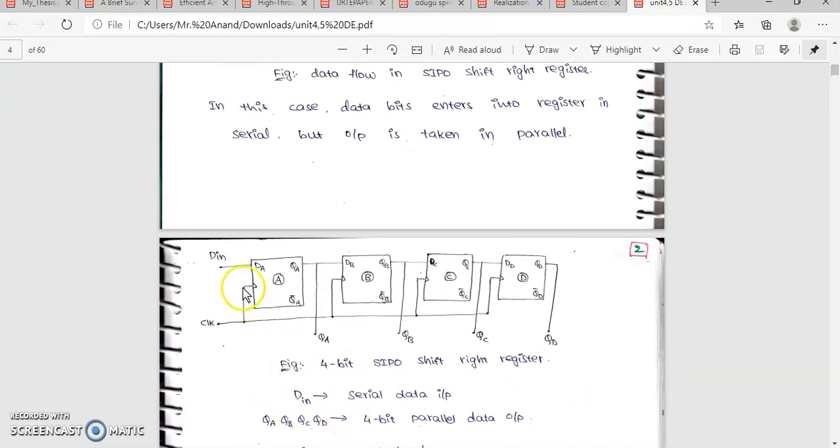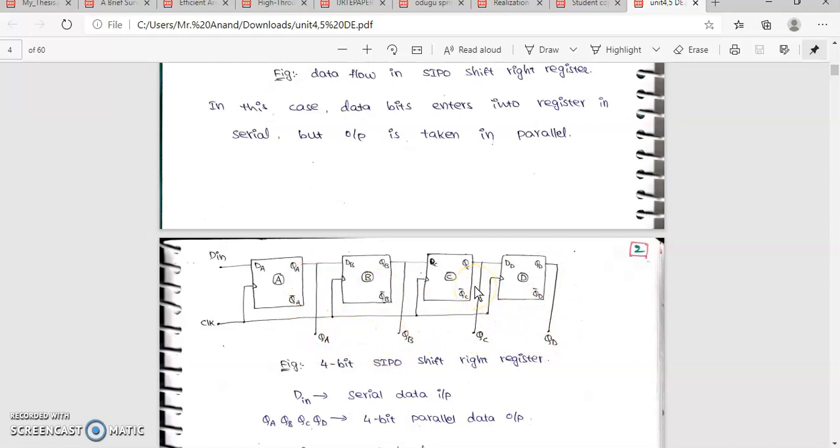Coming to serial in parallel out. Single input, but parallelly we are taking the output. So there is only one input, but shifting data is taking place, and we are taking data out parallelly. So every clock cycle we are going to have parallel data out. Say for example, if you fill QA, QB, QC, QD with initial values, then only we can have QA, QB, QC, QD, and they'll be shifted.